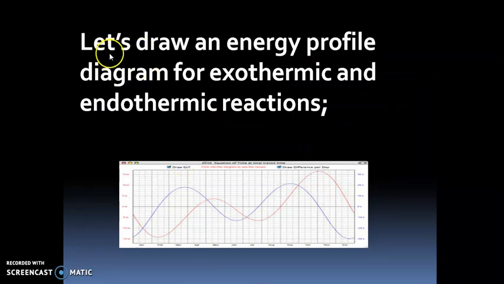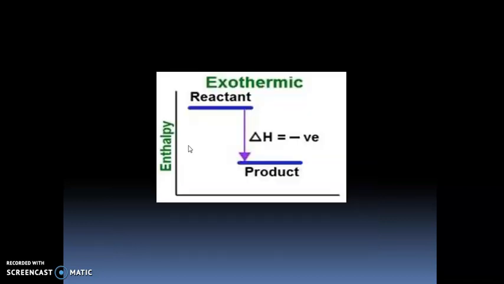Let's discuss the energy profile diagram of both reactions, exothermic and endothermic. First, let's discuss the exothermic reaction. Here, students, we can see the reactant of an exothermic reaction has high energy or high enthalpy, whereas the product has low enthalpy or low energy. Here the extra amount of heat is released out from the system to the surrounding, and this is the energy gap which is actually released out from the system to the surrounding.